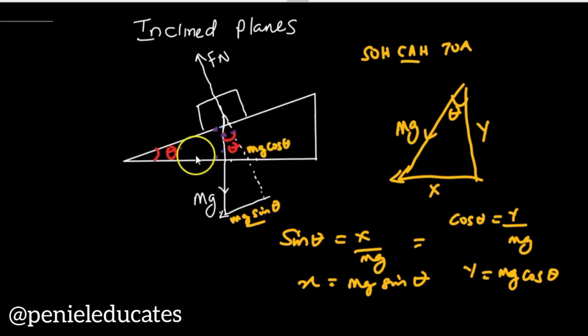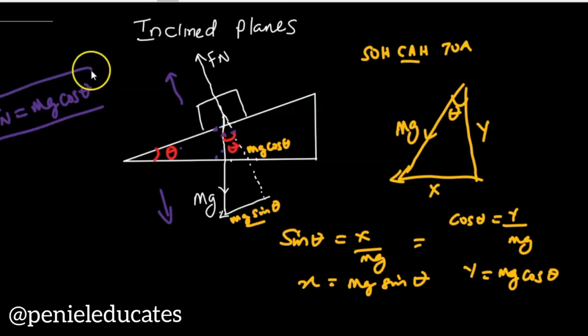Now, one thing that you need to know is that because this particular box is not going up or down perpendicular to the plane, this particular force, which is the Fn, that is the normal force, must be equal to mg cos theta. All right, so that is one formula that we must take note of.